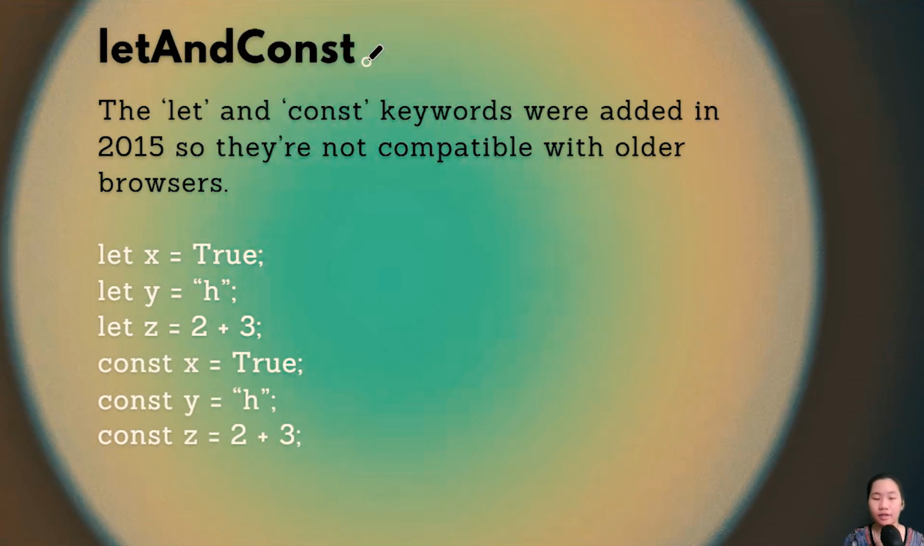Let and const. The keywords let and const were added in 2015, so unlike var, they may not ensure compatibility with older systems or older browsers, and you use them pretty much the same way as you would with var. Let x equals true, const x equals true. So now we have the syntax out of the way, right? The syntax part is the easiest part.